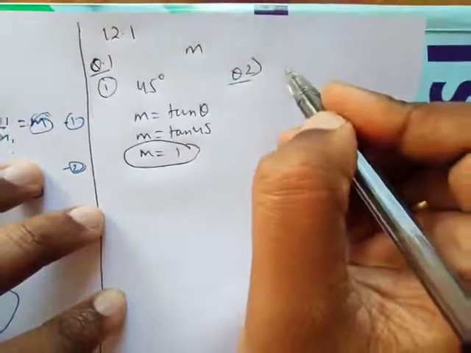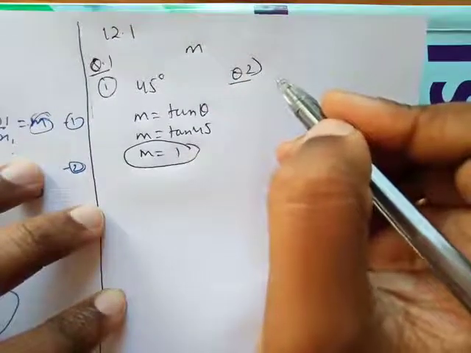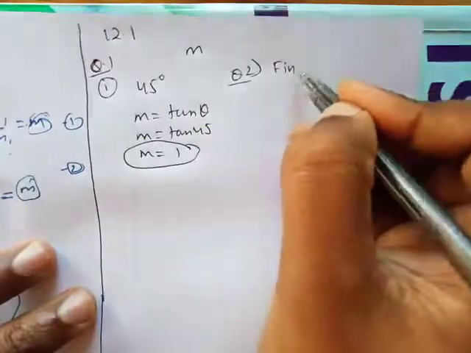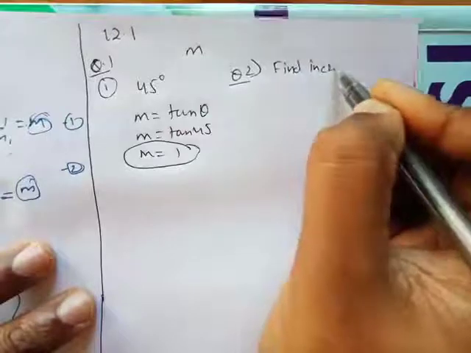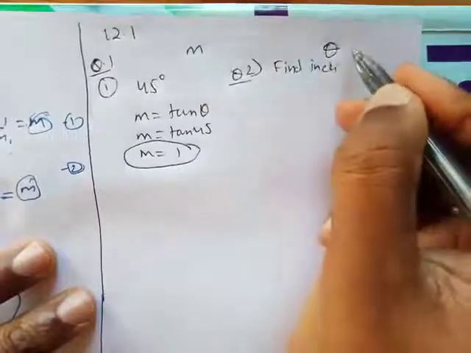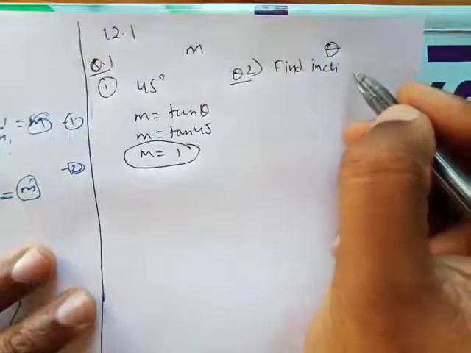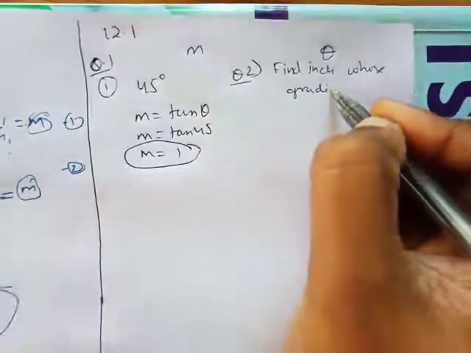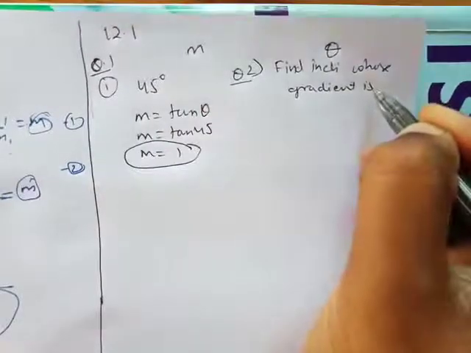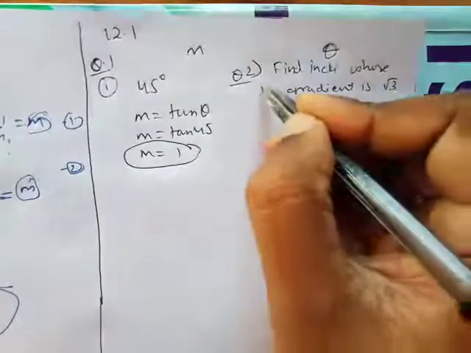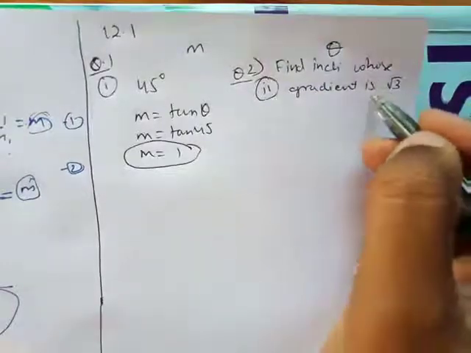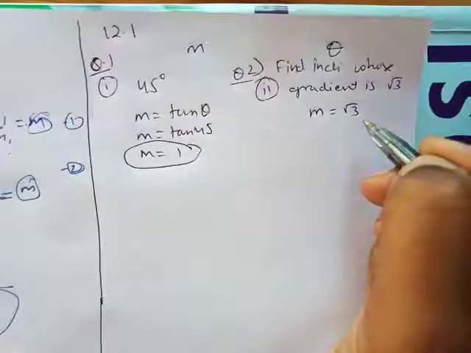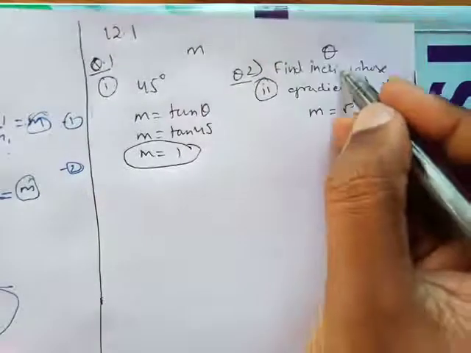Question number 2, you guys can also open up your books and look at the question with me, because it's gonna be really hard if you're not looking at the question. So find the inclination. Inclination means I have to find theta, okay, of a line whose gradient is √3. Gradient means m. M is √3 given to me, but I have to find the value of theta or inclination, I can say.